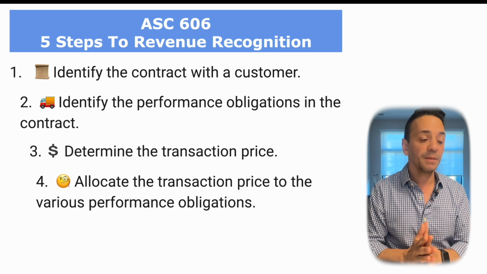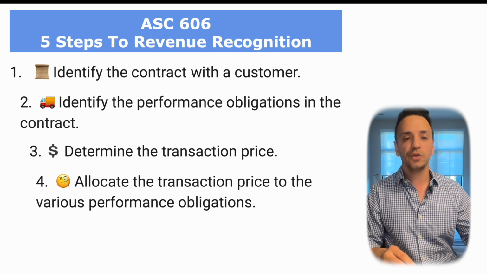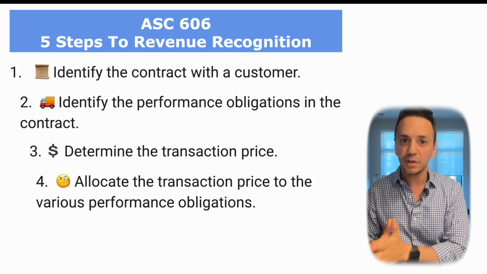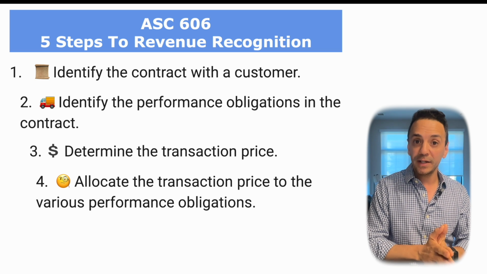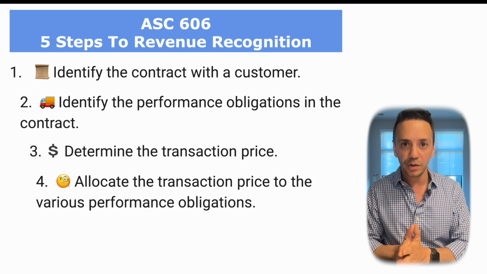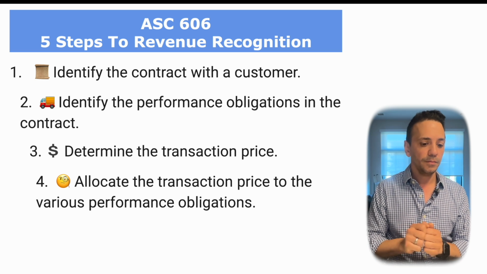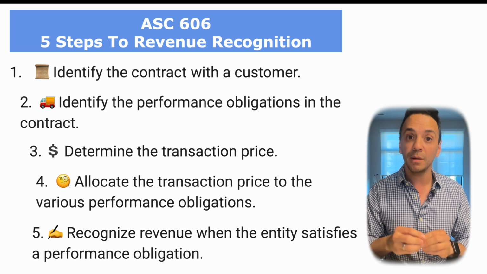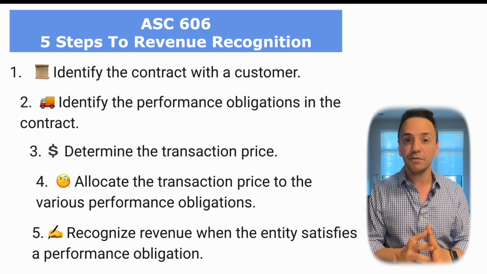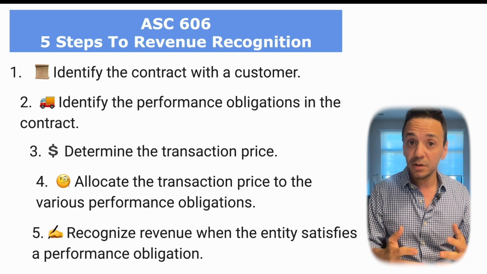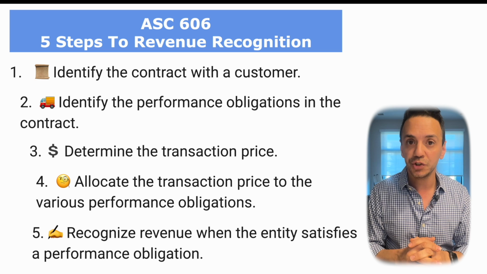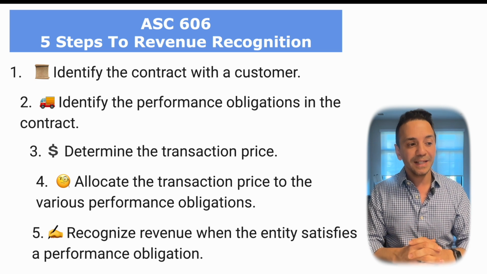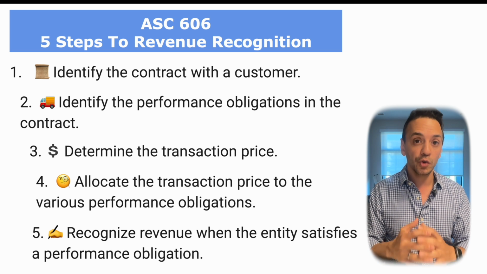Step number 4, allocate the transaction price to the performance obligation. So if your performance obligation is to deliver 1 hour of legal services, you allocate the price of $1,000 to each of these hours of legal services. Step number 5 is to recognize revenue when the entity satisfies a performance obligation. So as we've seen with the legal firm, we've recognized revenue in December because we fulfilled the performance obligation of delivering the legal services to the client. So these are the concepts that derive revenue recognition and the accrual of revenue.